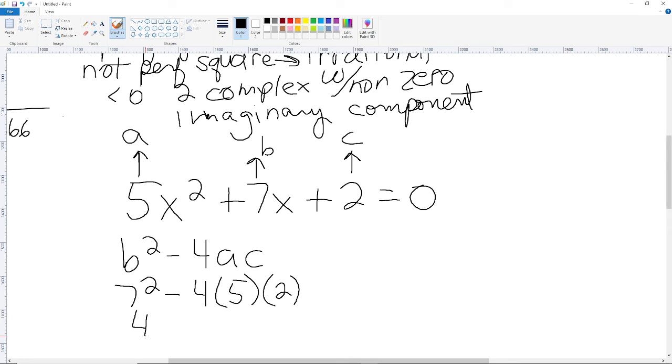7 squared is 49. You could always do this on your calculator. 4 times 10 is 40. 49 minus 40 equals 9. So it's positive. It's greater than 0. So if it's greater than 0, there's two real solutions. And then look at what it is. It's 9. It's a perfect square. And if it's a perfect square, they are rational.